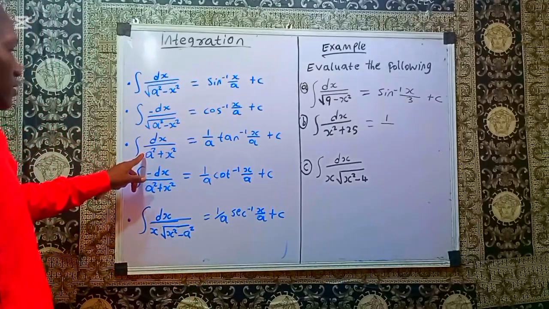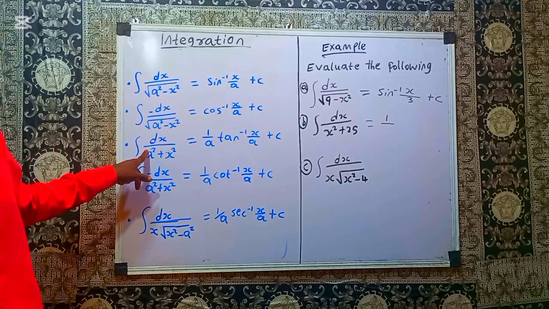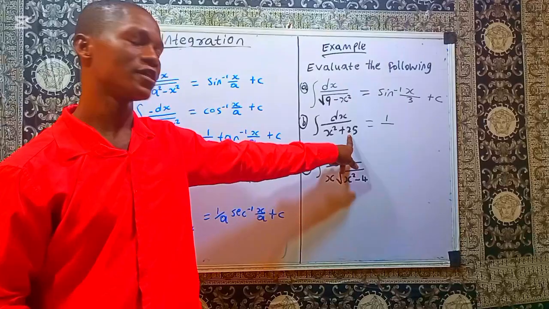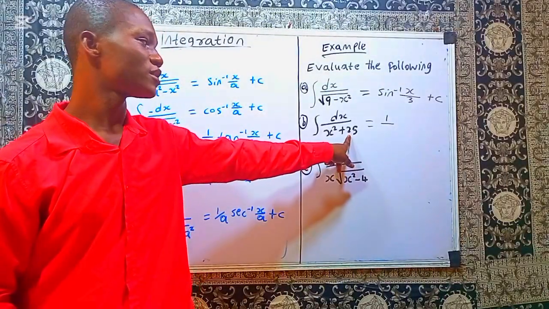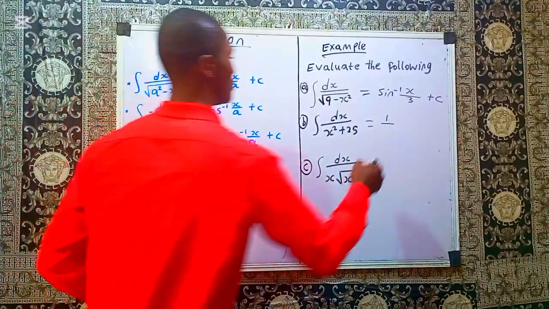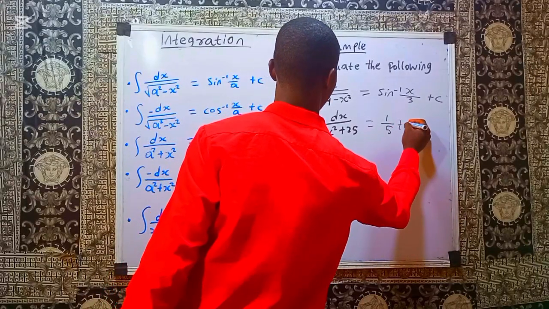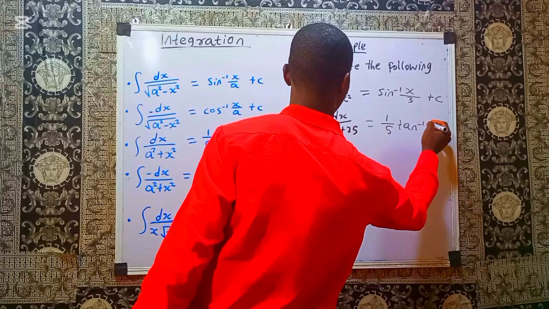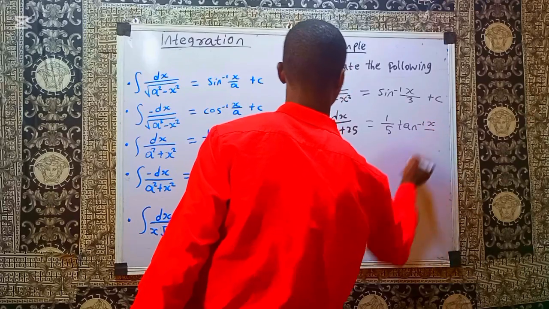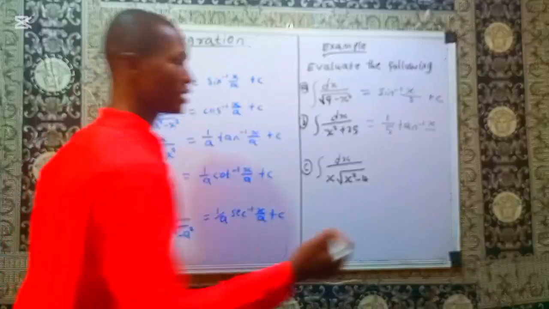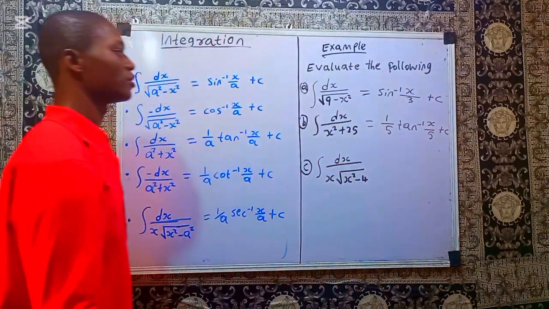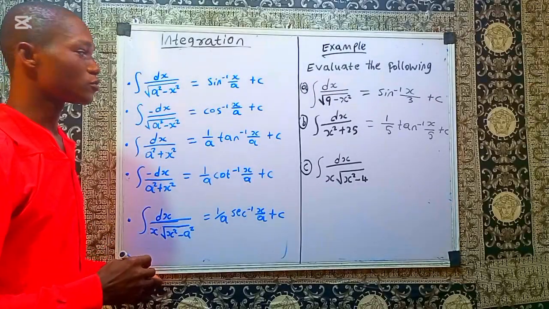A is the square root of this a squared. What is your a squared? A squared is the number you have here. The number I have here is 25. So what is the square root of 25? 5. So you write 1 over 5. Then tan inverse. You can say tan inverse, you can say arctan. Tan inverse of x over a. We calculated a to be 5. Plus the constant of integration c. So this gives us the result of question 2.